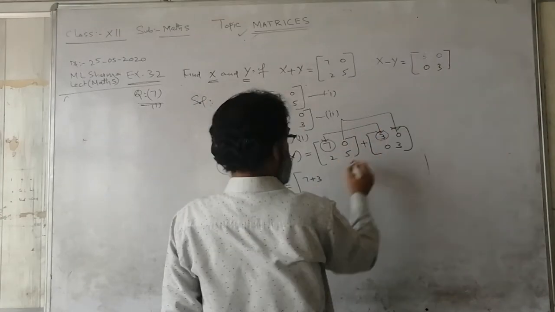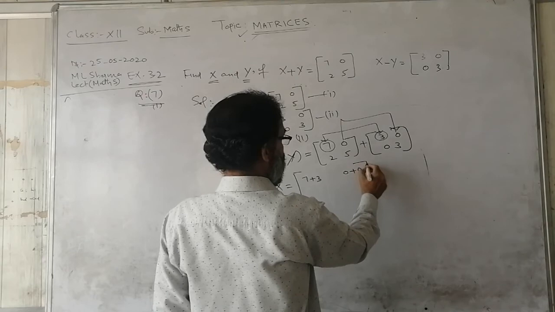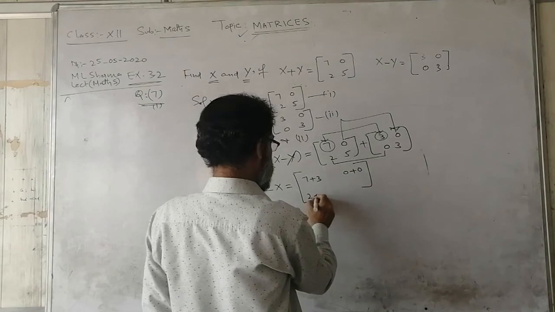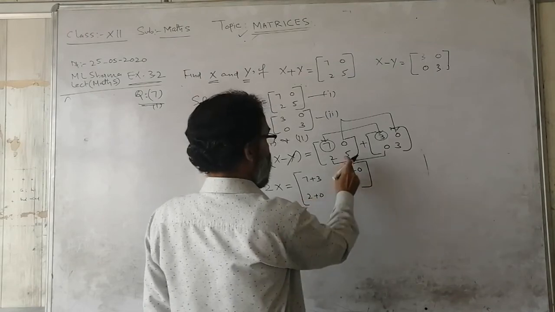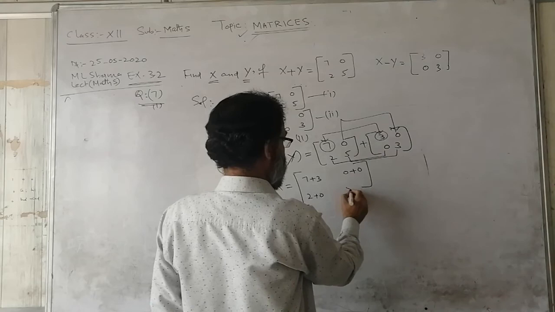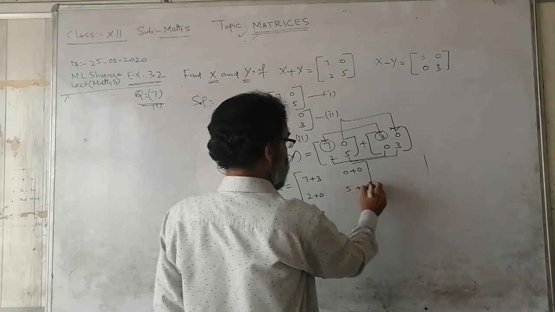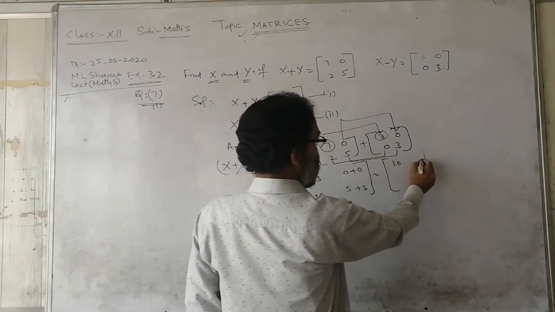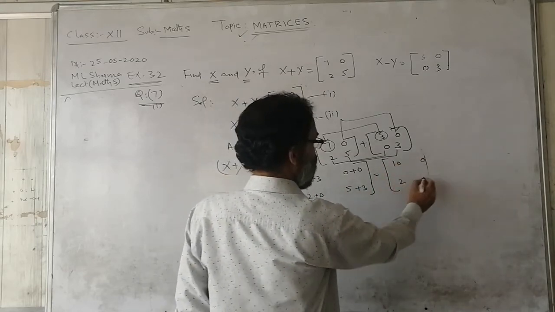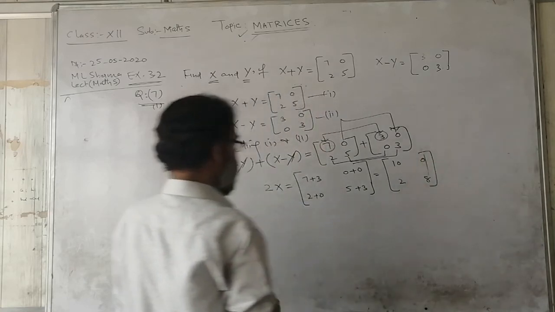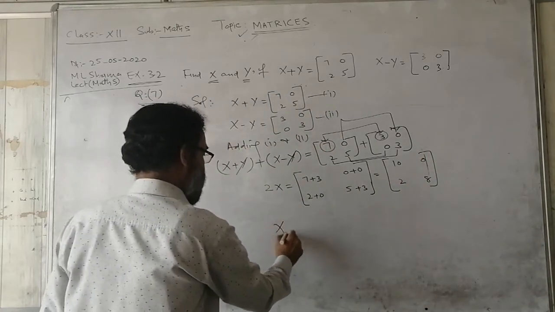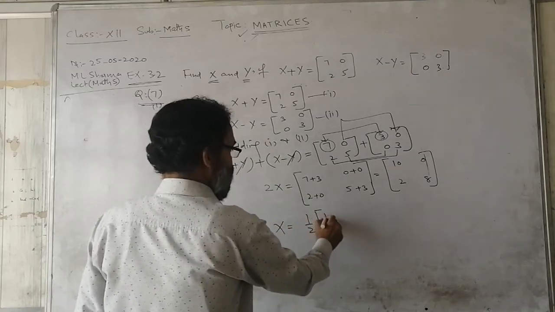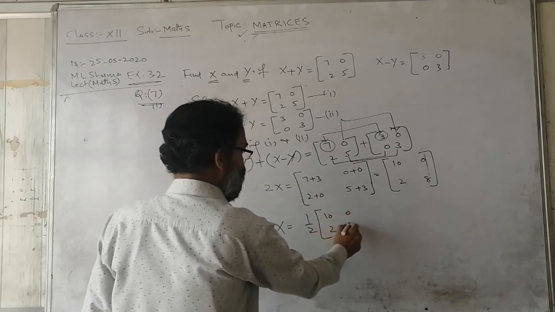Then 0 plus 0 here, then its corresponding element is 0, 2 plus 0, and its corresponding element 5 plus 3. So this will equal to 10, 0, 2, 8. So this is the value of 2x. So if I have to find the value of x, this will equal to 10, 0, 2, 8.